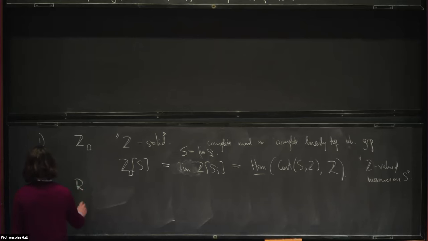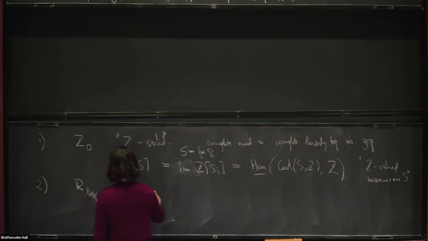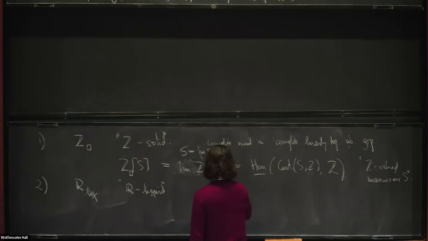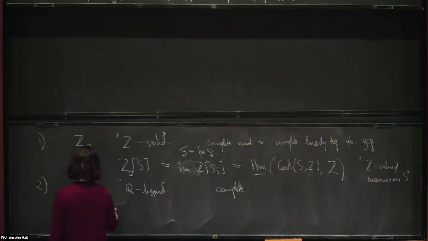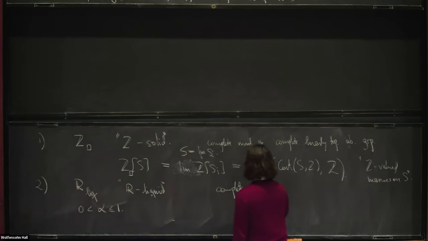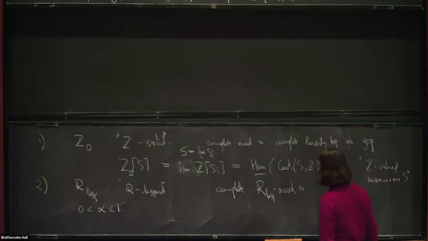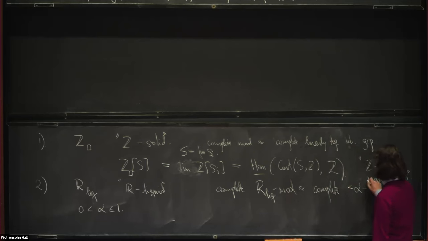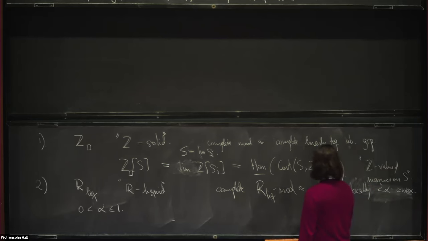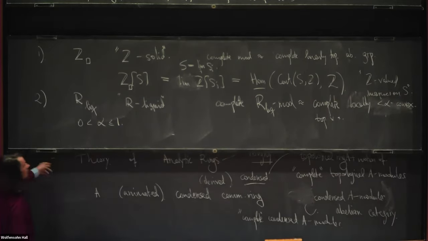So then we found something we called R liquid. So this actually depends on a parameter, some number between 0 and 1, where the complete modules are related to the more classical theory of something like complete locally convex things, but actually you have to allow certain non-convex vector spaces as well. So you need to allow something like less than alpha locally convex, less than alpha convex topological spaces. Proving that this satisfies the axioms of an analytic ring is an extremely hard computation that I still don't fully understand.